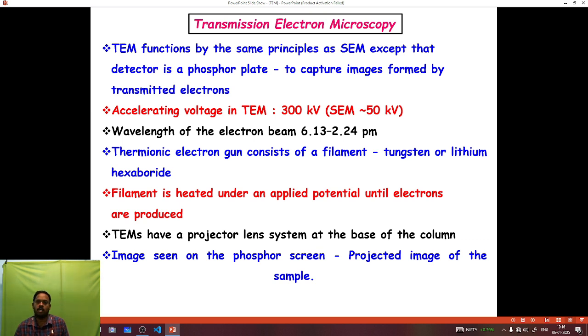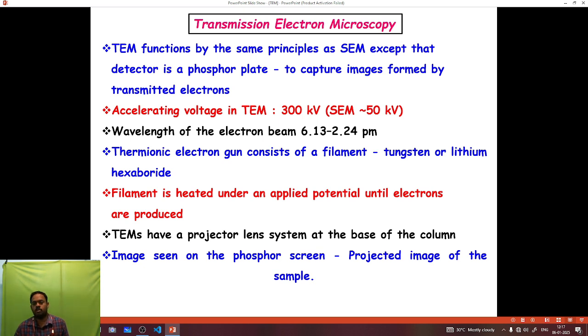Some instruments will have less than 50 kilovolt also, and the wavelength of the electron beam in TEM is in the range of 6.13 to 2.24 picometer. And here the electron source is a thermionic electron gun, which consists of a filament containing tungsten or lanthanum hexaboride.